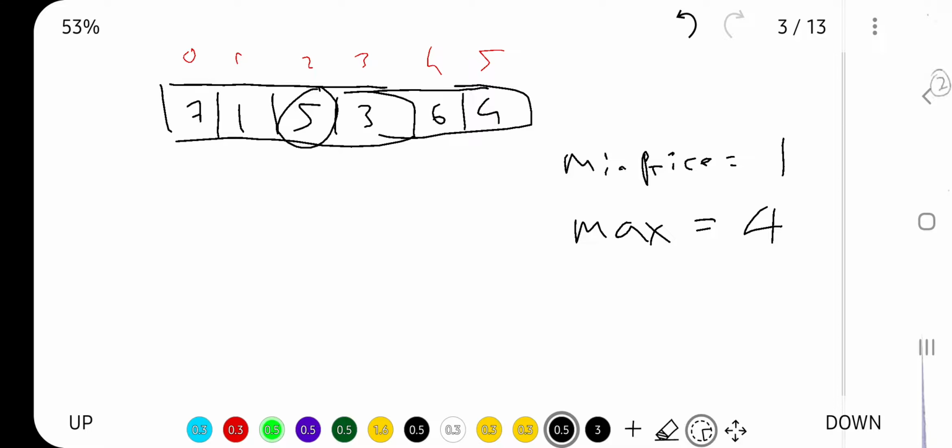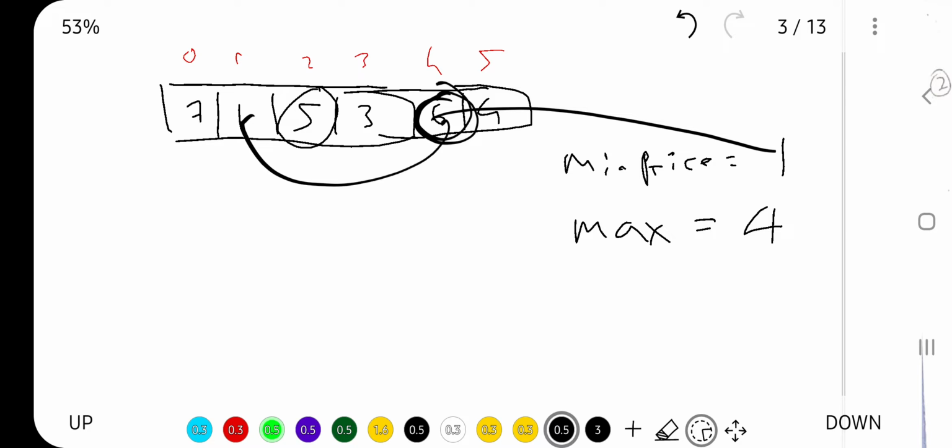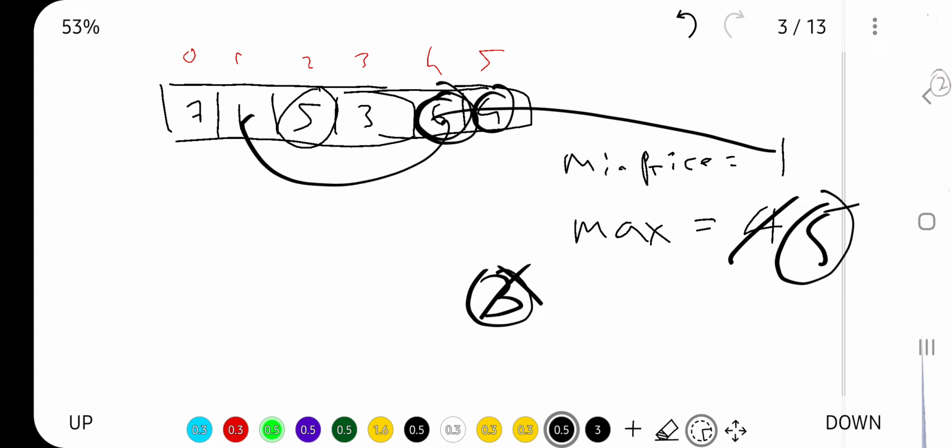After I've set this one, I'll move to the next one, 3. What is the profit I get? Still the minimum price is 1 only, because 3 is greater than 1. I can't change this one. 1 is still the lowest one. But if I sell at 3, I'll get the profit as 2. I can't consider 2 because 4 is more. For 6 also, same: I can't change the minimum price, but the maximum profit I can change. 6 minus 1 is 5, so I'll change this to 5. 4 also I'll check, the profit is 3, I'll not change anything, and the maximum profit I'll return.